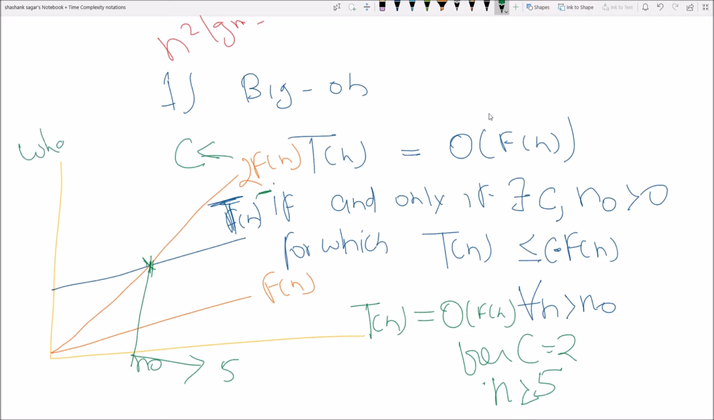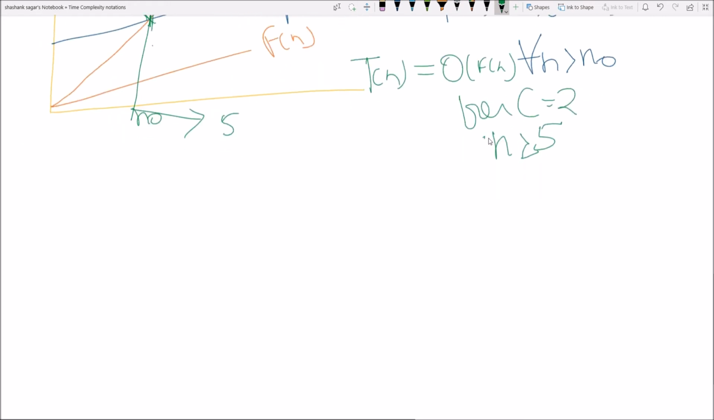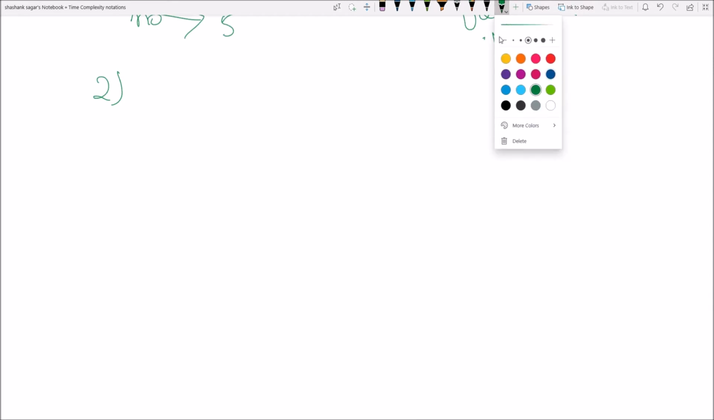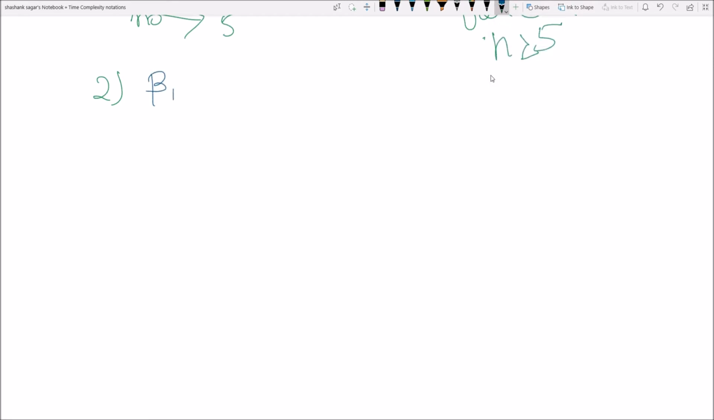What do we mean by this? We mean this function, that is twice of f of n, will always be greater than or equal to T of n for all n greater than 5. That is, it will bound it from above. Now let's see big omega notation. Big omega.